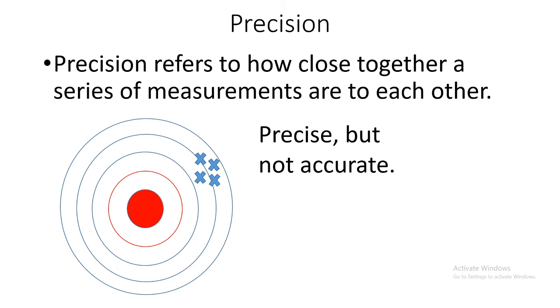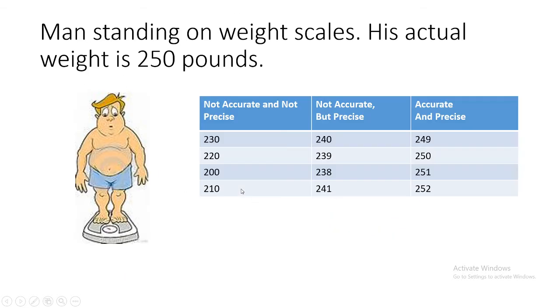For example, here we have the famous example of the dartboard. Here you have 4 of the darts close together. These are precise as far as the location of the darts, but they're not accurate because they're not actually at the bullseye. Okay, so they're precise but not accurate.